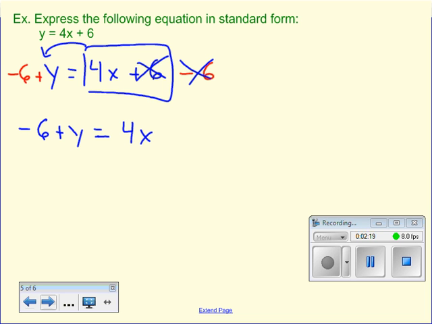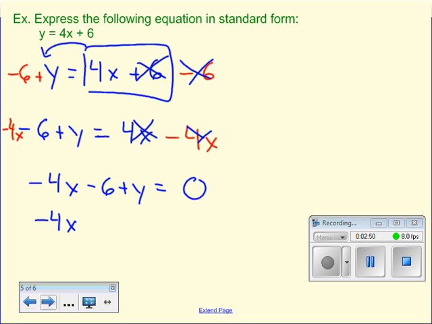Do the same thing. I'm going to move 4x to the other side, so subtract 4x here, then minus 4x here. Rewrite it, and I have negative 4x minus 6 plus y equals, well, these cancel out, 0. So I'm almost done. I almost have it in my standard form. I'm just going to rearrange my y and my minus 6. I can move them around as long as I keep the signs the same. This is plus y, and minus 6 equals 0.